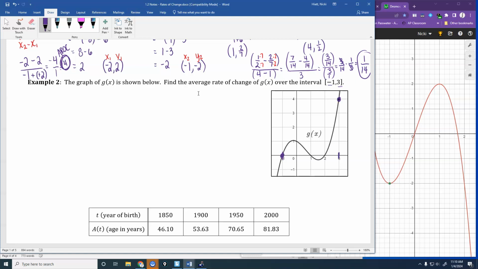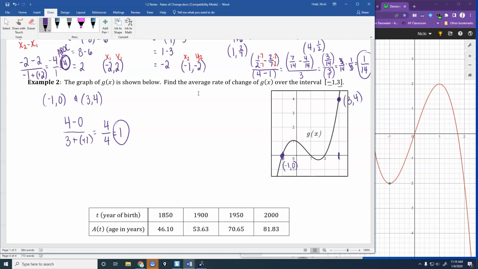You have a couple options on this. You could do the coordinates. This is (-1, 0), and this is (3, 4). So if you have the points (-1, 0) and (3, 4), you can do the slope formula: 4 minus 0 over 3 minus -1, which becomes a +1 there. You'll get 4 over 4, which is 1. So that would be your answer.